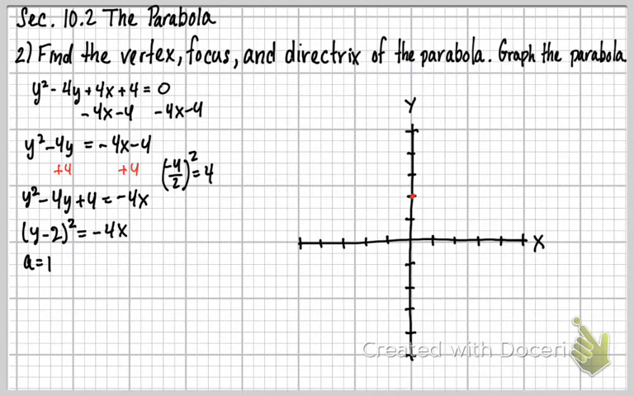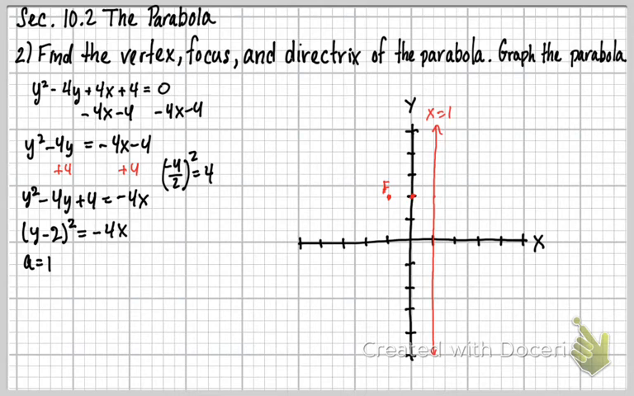So then when I go 1 unit to the right, that is actually going to be my directrix. And that's going to be x equals 1. And when I go 1 unit to the left here, that's going to be my focus. All right, so I have all the pieces I need here.